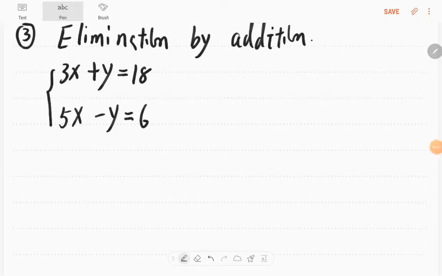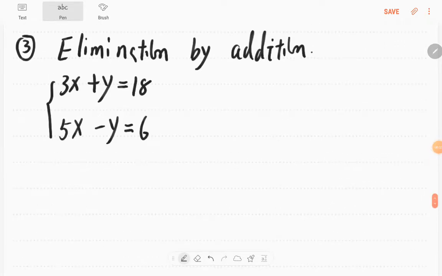The third method is called elimination by addition. From the name of this method, we know that if we add two equations up, then some variable will disappear. We can eliminate some variables. Now let's look at this example.